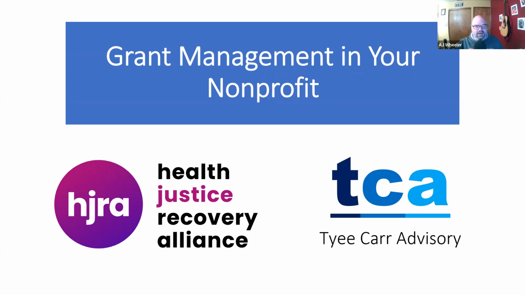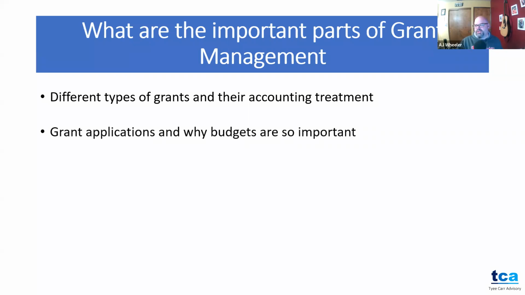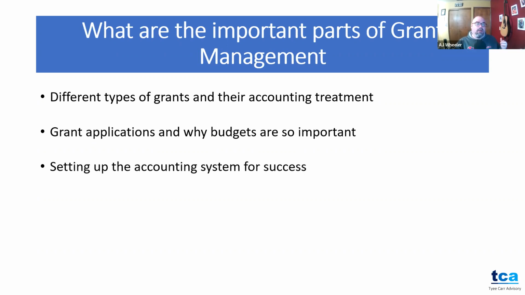All right. So what we want to go over today, and the important parts of grant management, and probably the reason everybody is here, is that we're going to talk about the different types of grants, their accounting treatment, grant applications, and why budgets are so important when you're setting these up. And then also how to use those budgets after the fact, to report and make sure you're not double dipping on expenses, making sure the accounting system is set up for success, or how to grab that information or ask for that information from your accounting department, and allocation of expenses, why that's so important.